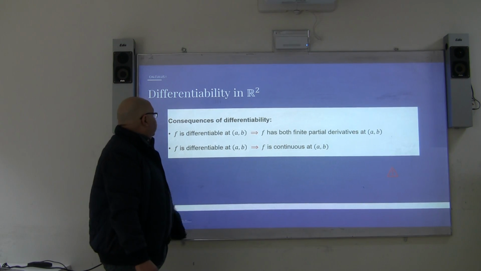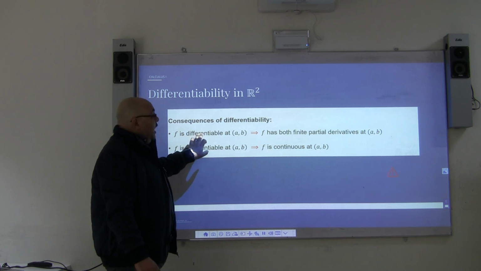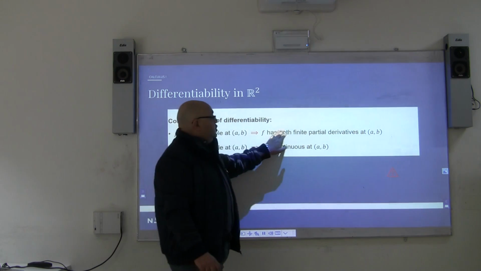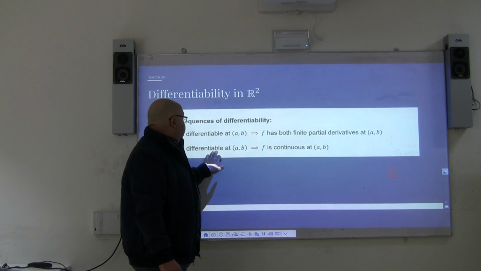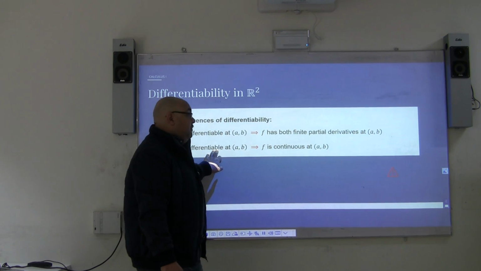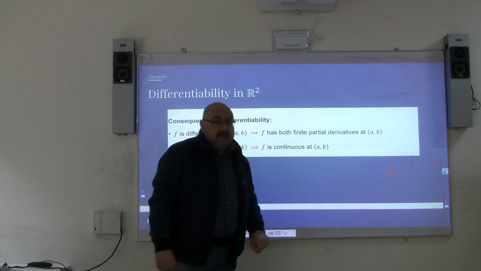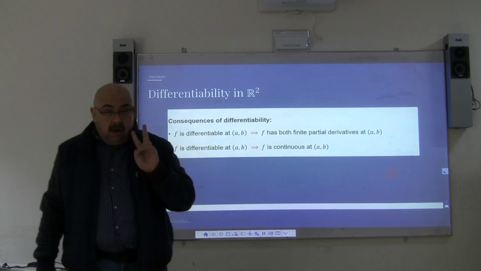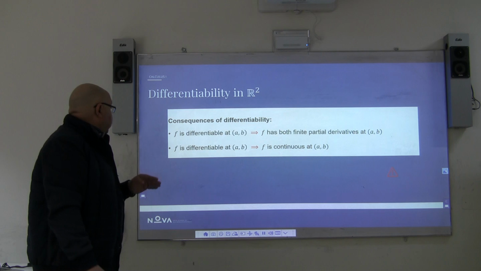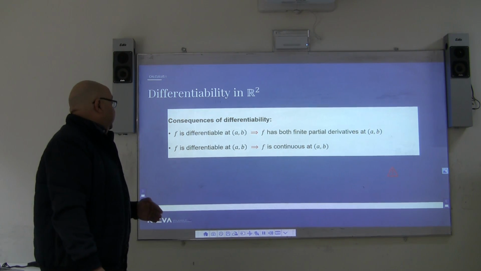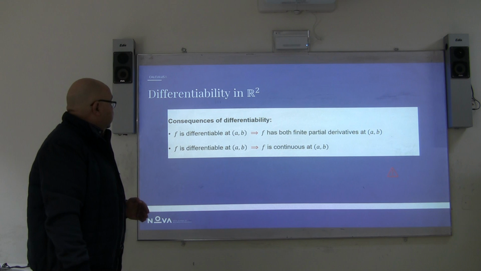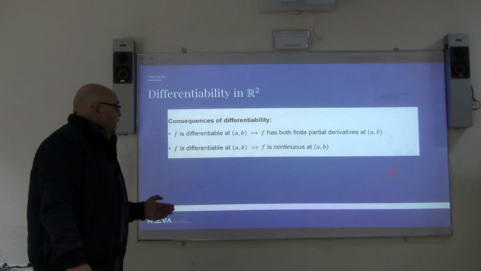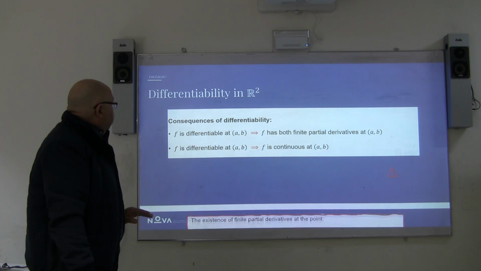Consequences of differentiability. If f is differentiable at (a, b), f has both finite partial derivatives at (a, b). And also, if differentiable at (a, b), f is continuous at (a, b). So the two points are with us. Once more, if f is differentiable at (a, b), f has finite partial derivatives; if f is differentiable at (a, b), f is continuous at (a, b).